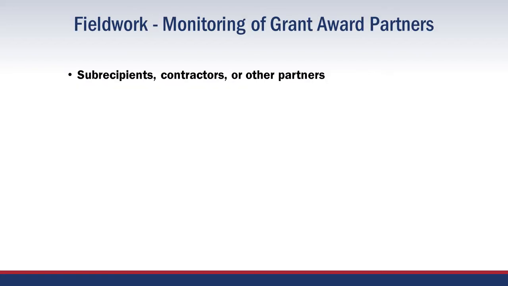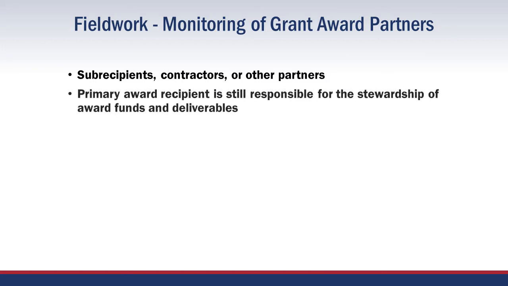Often, large award recipients, such as states, engage with subrecipients, contractors, or other partners. In these instances, the primary award recipient may rely on third parties to implement certain portions of the award. However, the primary recipient is still ultimately responsible for the stewardship of award funds and award deliverables.